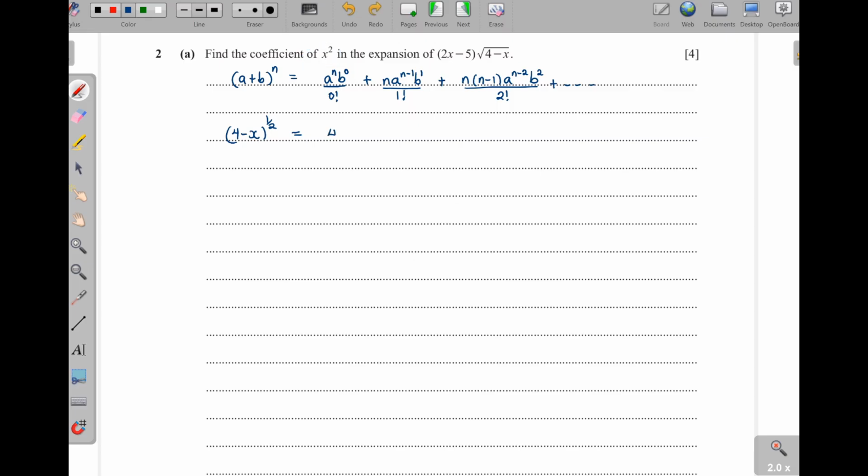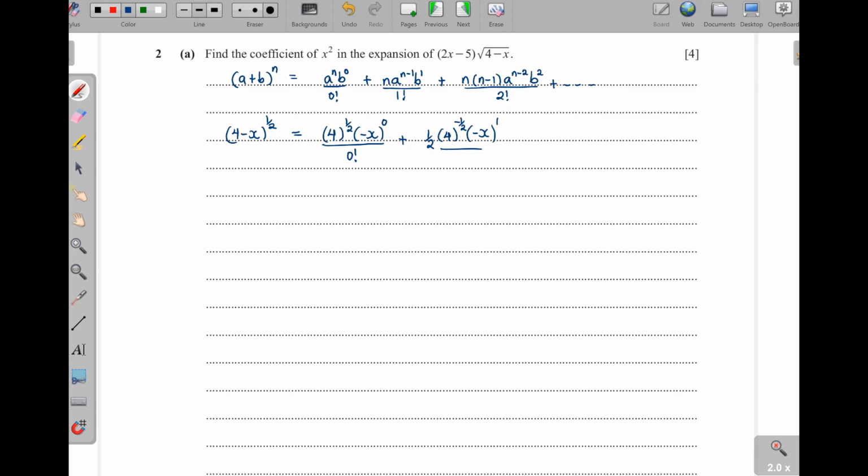So we shall have 4, then we power it with a half, then there is minus x here. Please take it with that sign. Then this is 0, out of 0 factorial. Then the next one, I will drop this power. You will have a half, then that 4 to the power of a half minus 1. So a half minus 1 is negative a half. Then negative x here, then to the power of 1.